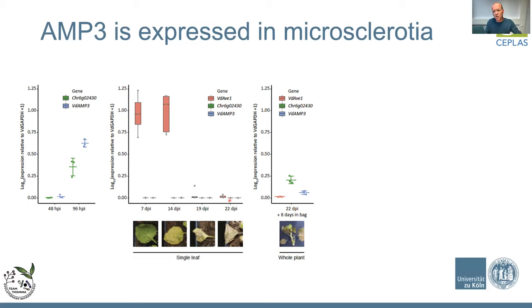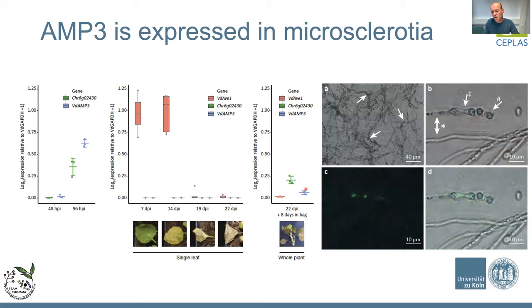But we can do a trick to trigger microsclerotia formation by putting these leaves or these plants in a plastic bag and sealing that for a while. Then we start to see the formation of microsclerotia, and then we also start to see expression of this gene. And when we then looked a bit more in detail, we were able to find out that only in the cells that develop into microsclerotia, this effector protein is produced. So here with GFP fusion, you can nicely see that it's not expressed in hyphae, but it's only expressed in those cells that turn into microsclerotia, which then also explains why we do not find a high expression: it's only in very few cells that the gene is expressed.